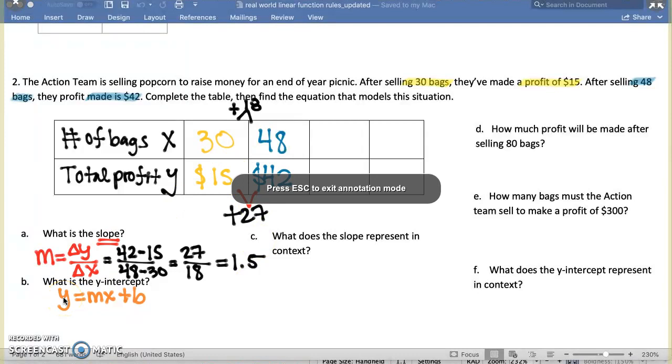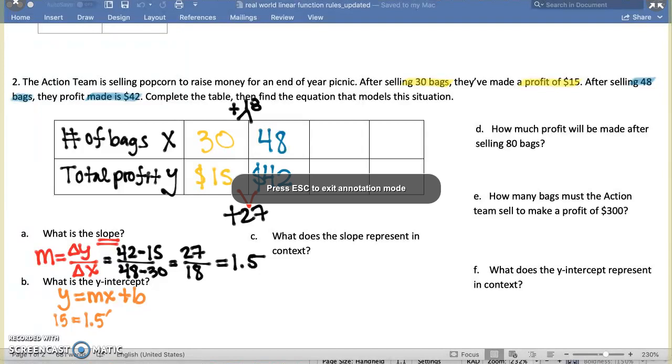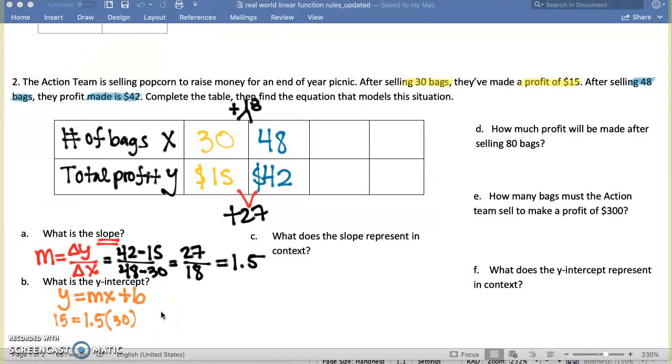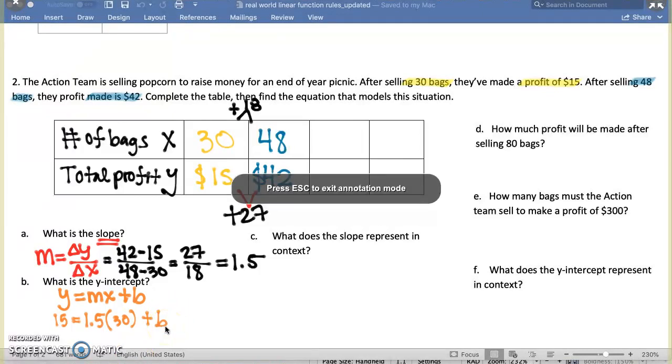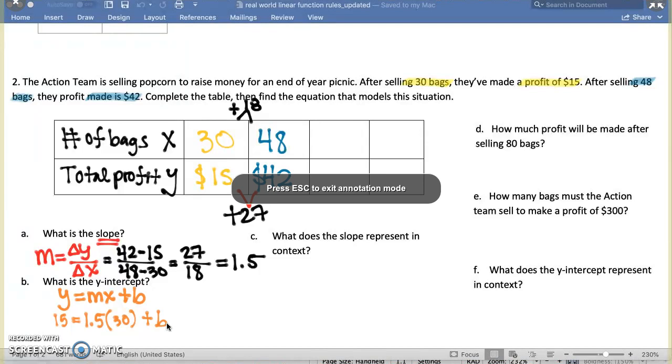So I can replace this with the 15 equals my m, my slope, so 1.5, and then my x is 30, so 30, and then plus b, and then we can just solve this for b. So you could use insolve here, or you could solve it by hand. You can do whatever you need to do to get the value here. Let's say we were going to use insolve, because some of us do need to continue practicing that.